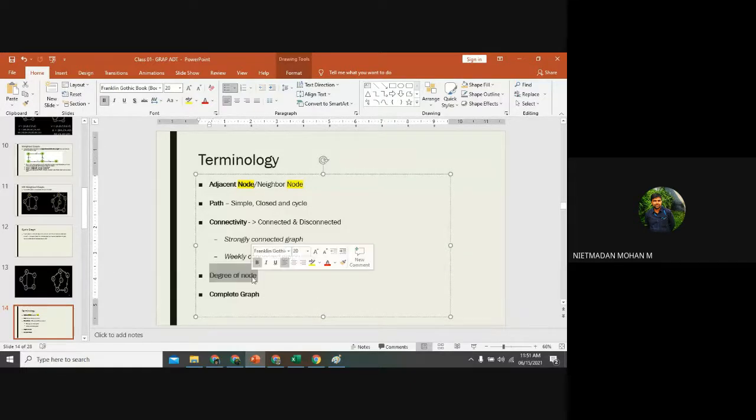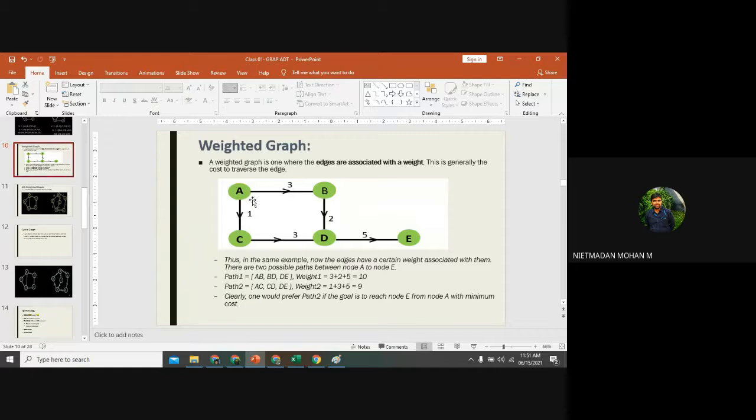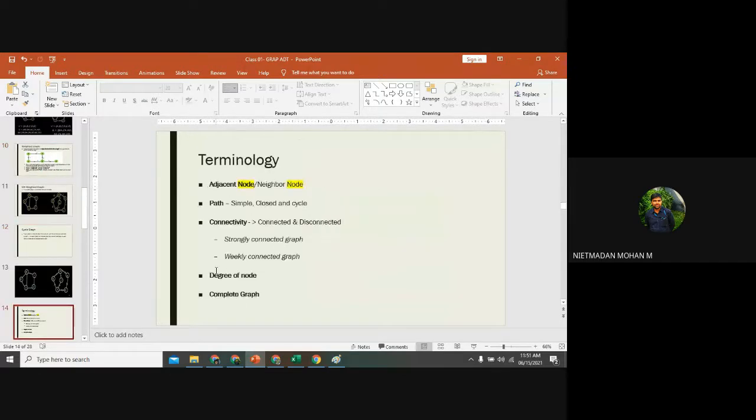The fourth one is the degree of nodes. I have mentioned some of the degree and weightage that I have given to you, right? In the weightage part, I have given the weightage. Here also the degree consists of in-degree and out-degree: how many edges come into a particular node, and how many go out from that node to another node. We will discuss these two types with an example. And the last thing is the complete graph.